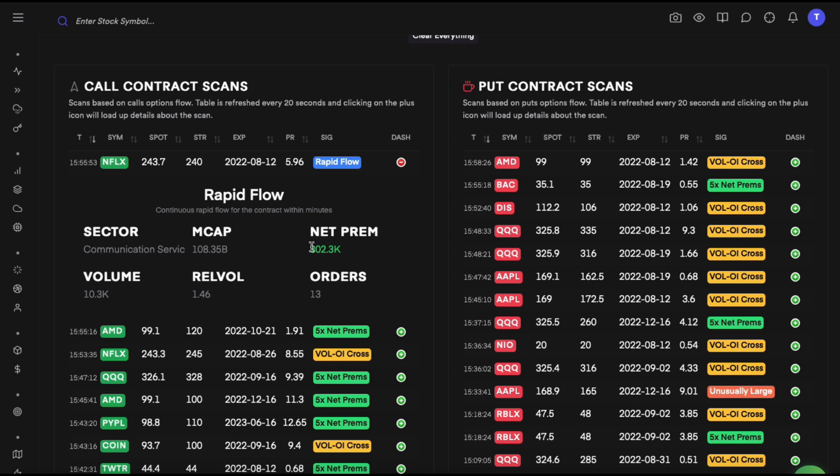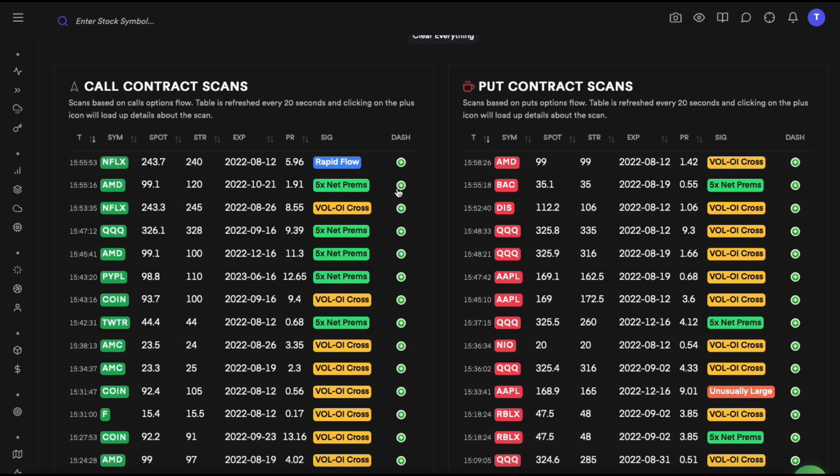So let's say you wanted to make a bullish play and price for the 243. Let's say you saw this 240 strike. Let's assume it was 250 and you wanted to buy a 250 strike call. Then you need to make sure that the net premiums were actually positive, which would mean that these contracts are actually being bought, not sold. So that's a very important filter that you need to keep in mind.